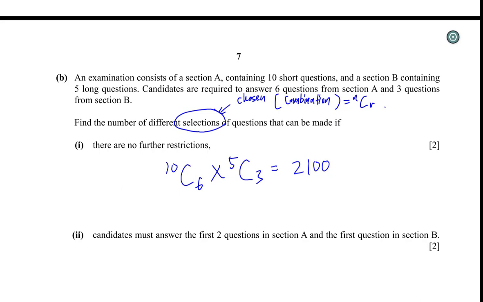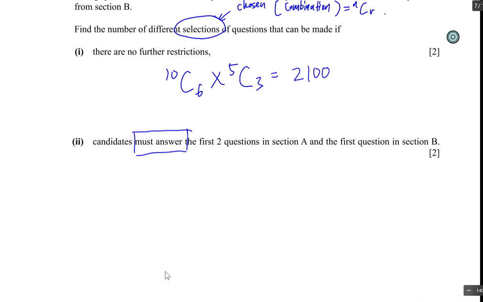Alright, the candidates must answer the first 2 questions in section A and the first question in section B. So must answer means what? Must answer means you don't need to choose from it already. So it's out of your selection. So from section A here, suppose you need to choose 6 questions, but because you have 2 questions you must answer already, these 2 questions you don't need to choose. Then you need to choose another 4 more questions. Same idea for section B.